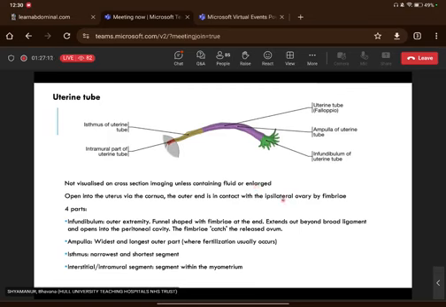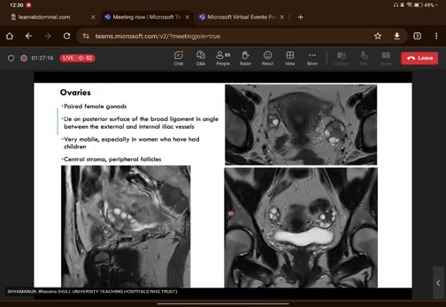Of course, the tube is a commonplace for ectopic pregnancies. So the ovaries, paired female gonads on either side. These lie on the posterior surface of the broad ligament, as we've seen. And a good sort of landmark is to look in between the external and internal iliac vessels. They can be really mobile.